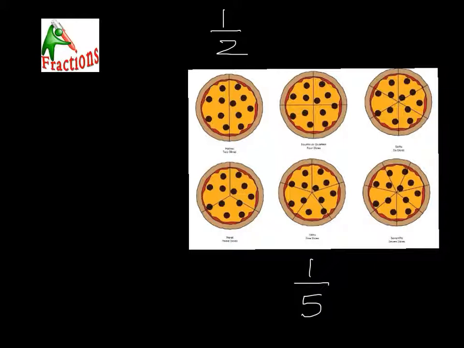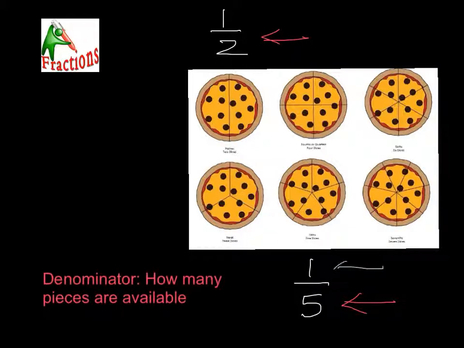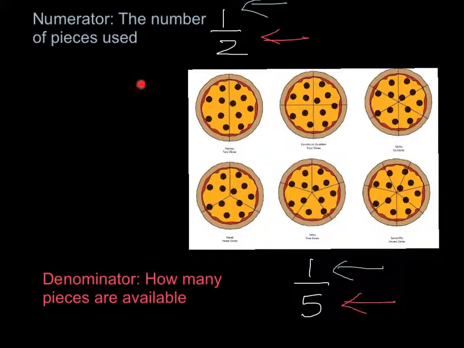So that means we need to figure out what tells us the size of the piece. Look at your denominators. The denominator is the number on the bottom. That number tells us how many pieces. The numerator is the number on top. The numerator tells us how many pieces we actually used. So in the fraction 1/2, I'm actually saying that I ate 1 of 2 pieces. In the fraction 1/5, I'm saying I ate 1 out of 5.